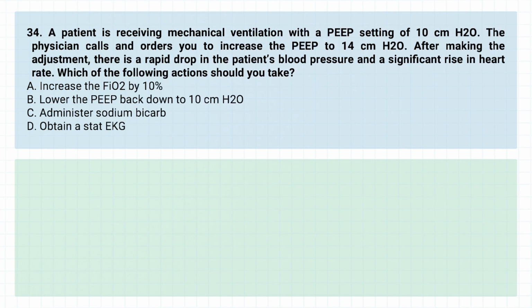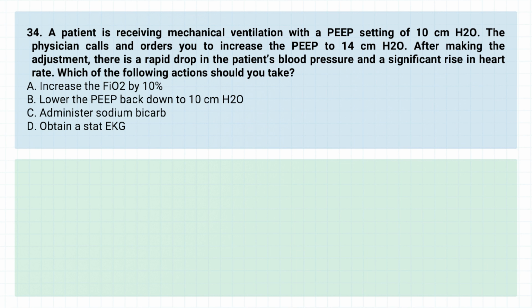Number 34. A patient is receiving mechanical ventilation with a PEEP setting of 10. The physician calls and orders you to increase the PEEP to 14. After making the adjustment, there is a rapid drop in the patient's blood pressure and a significant rise in heart rate. Which of the following actions should you take?